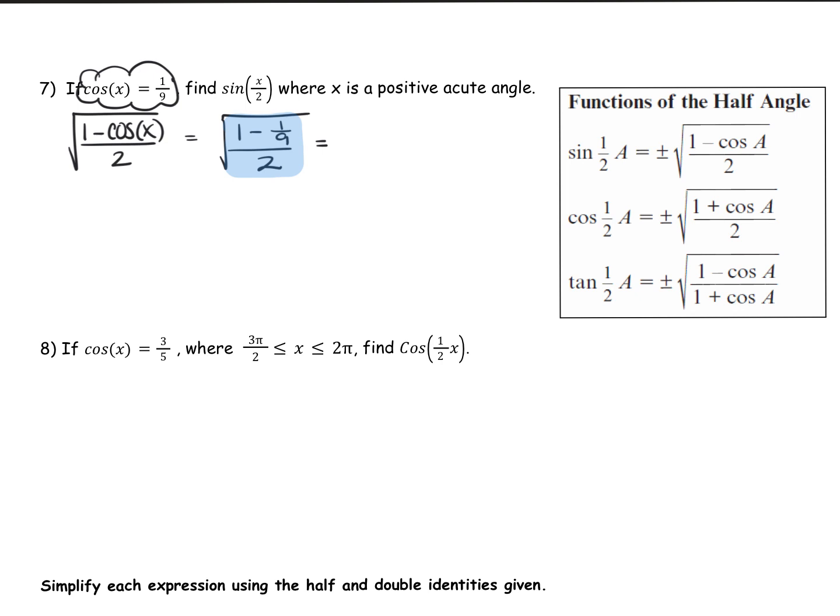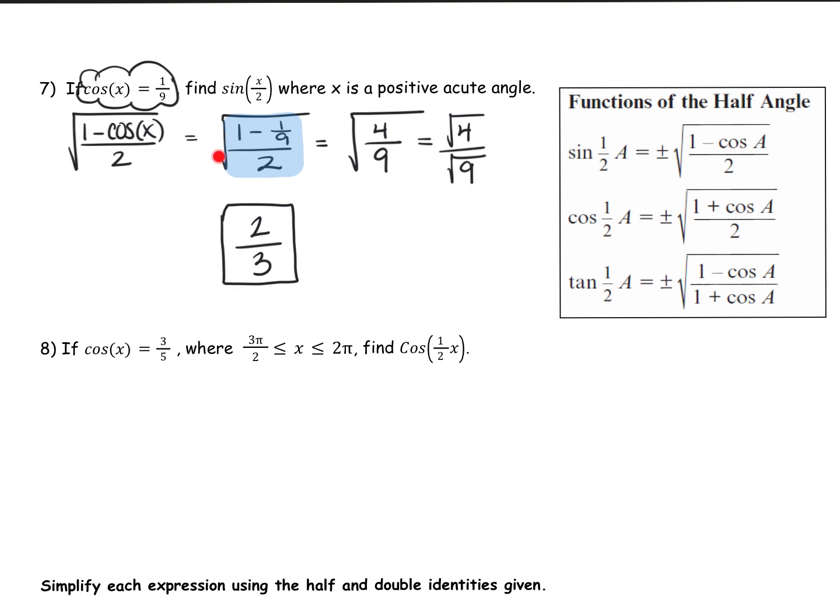Okay, so what I got here was 4/9. So we need to take the square root of 4 over 9. So what's helpful to know is that when you take the square root of a fraction, you take the square root of the top and the square root of the bottom separately. So the square root of 4 is 2 and the square root of 9 is 3. And that would be your final answer.